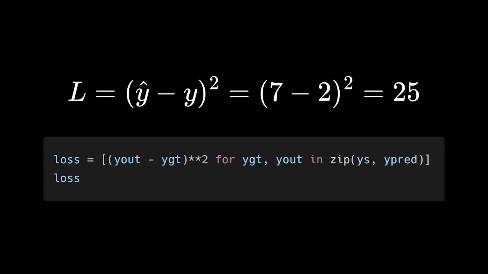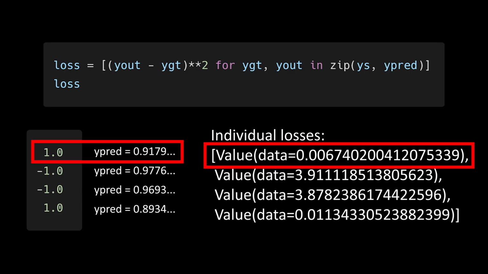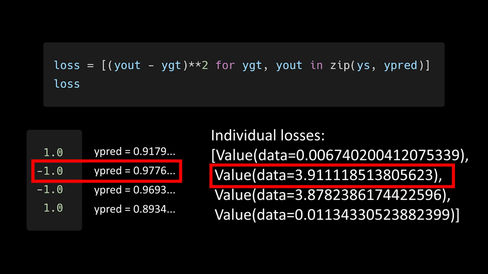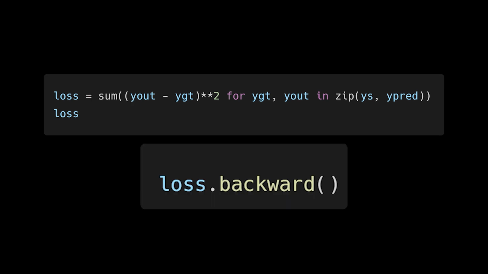For that, we will iterate over tuples of targets and predictions, subtract them, and square. Squaring ensures we always get a positive number. Let's see the losses. They mean that if a prediction is close to the target, then the loss is low. And if the prediction is far off from the target, then the loss is high. So the final loss will be the sum of those individual losses. Now we want to minimize this loss, because if the loss is low, then the prediction is equal to its target. If we do loss.backward, we will be able to see the gradients.